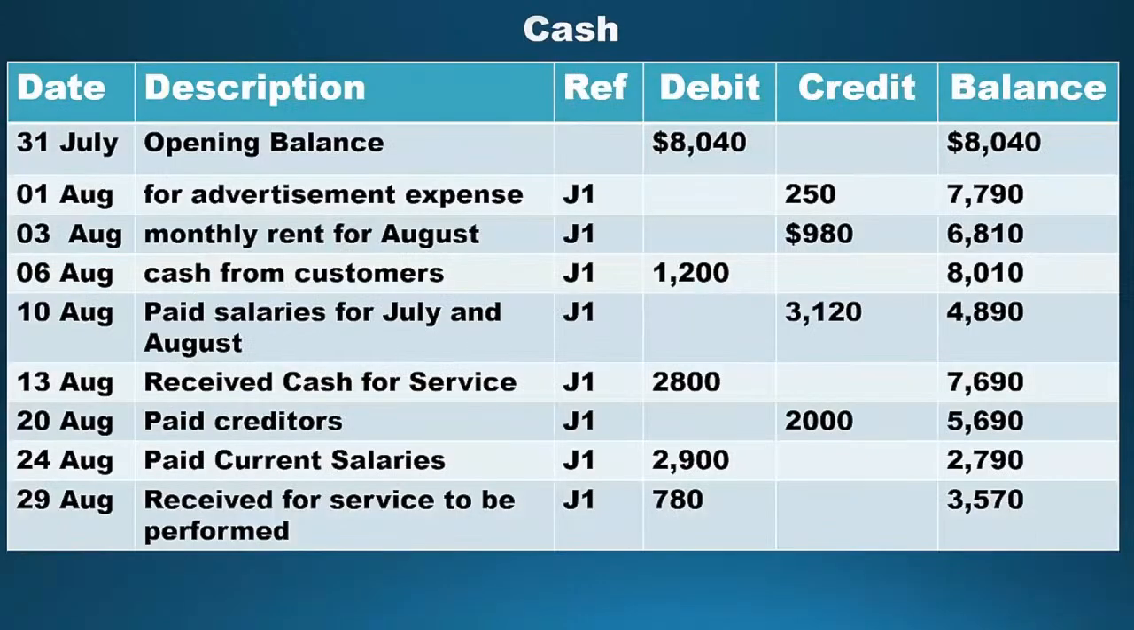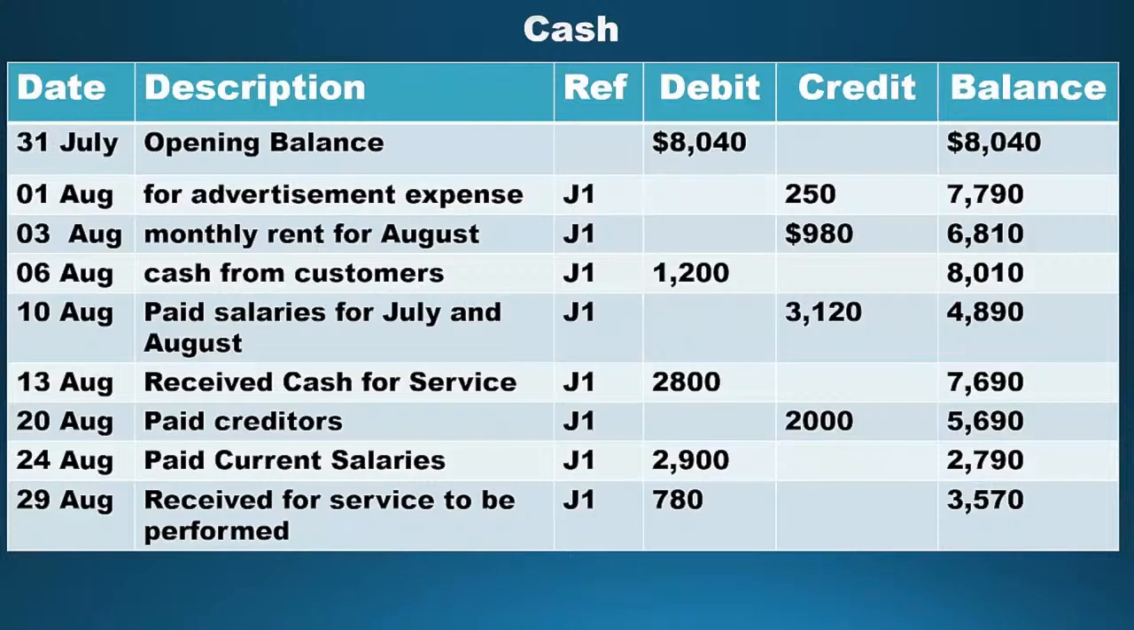Posting to the ledgers. Cash ledger. 1. Date. Write the date, August 29. 2. Narrative. Add the narrative. Received cash for services to be performed in the future. 3. Reference. Include the journal reference. J1. 4. Amount. Enter $780 in the debit column.